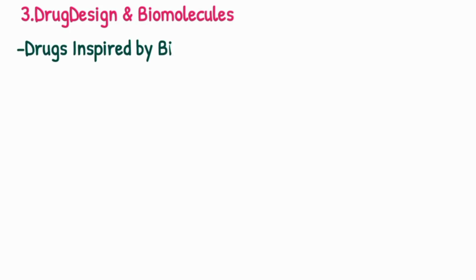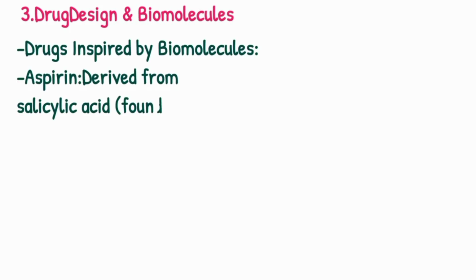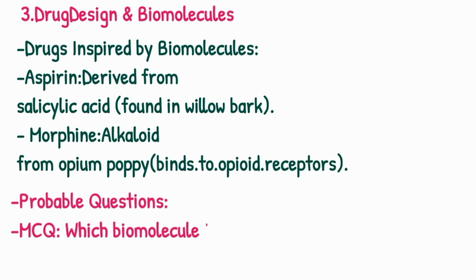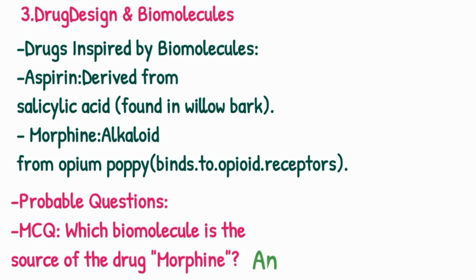So now we can see a new topic, drug design and biomolecules. Drugs inspired by biomolecules: aspirin derived from salicylic acid found in willow bark. And the next one is morphine, an alkaloid from the opium poppy, which binds to opioid receptors.